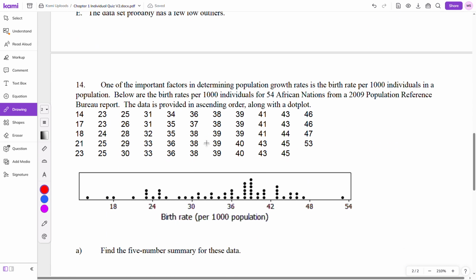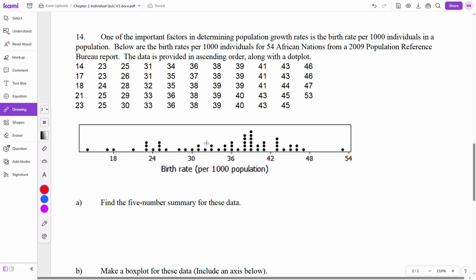Next problem. Number 14. Birth rates, and so on. Here's the results. Bunch of numbers. And they give it to us with the data and also a dot plot. That was nice of them. 5-number summary. Well, start with the minimum. That's always the easiest. The minimum is clearly 14.